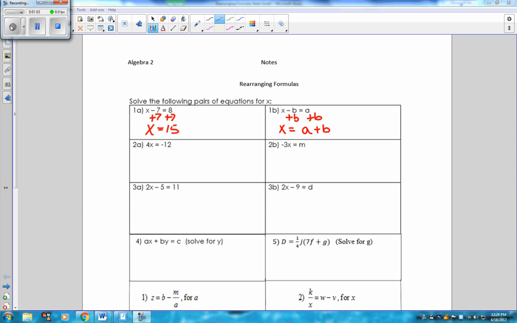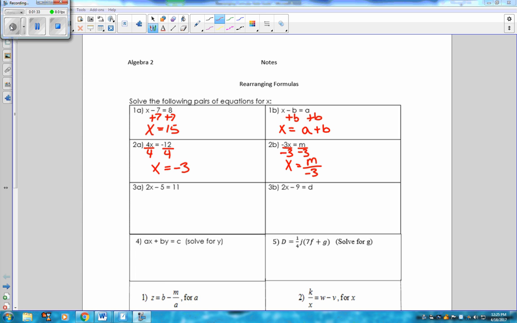Problem 2 is 4x equals negative 12. So I'm going to divide by 4. So I get x equals negative 3. To get x by itself, I'm going to divide both sides by negative 3. So I'm going to have x equals m divided by negative 3. I have to leave it like that because they're not like terms.